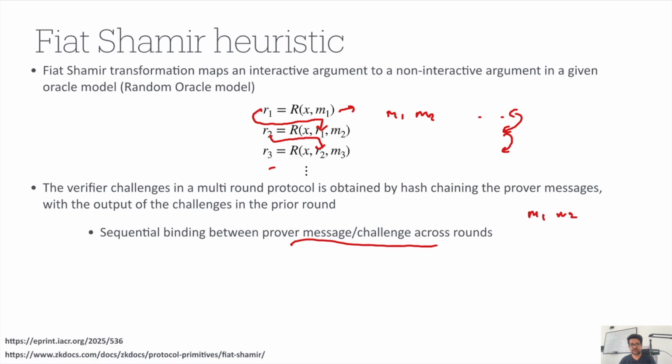And the challenges are unpredictable before one actually commits to the messages, which means before I send the message into the hash function, I don't know what the challenge is. Okay. Another thing is uniqueness. This also ensures that a transcript, or just a collection of messages that are sent in the protocol, is unique, which means a given input or witness will always provide the same proof. A small change to a prover message will affect all the challenges.